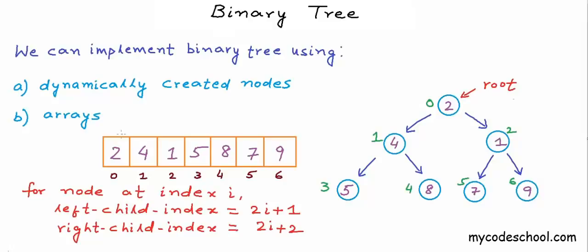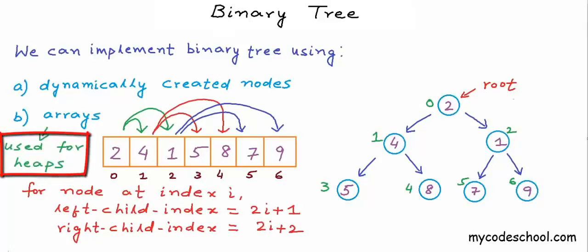For 0, left child is 2i + 1, for i equals 0 will be 1, and 2i + 2 will be 2. Now for 1, left child is at index 3, right child is at index 4. For i equal to 2, 2i + 1 will be 5 and 2i + 2 will be 6. We will discuss array implementation in detail when we talk about a special kind of binary tree called heap. Arrays are used to implement heaps.